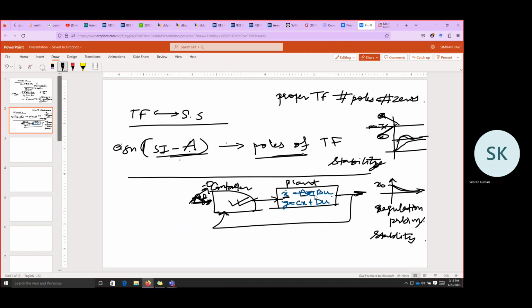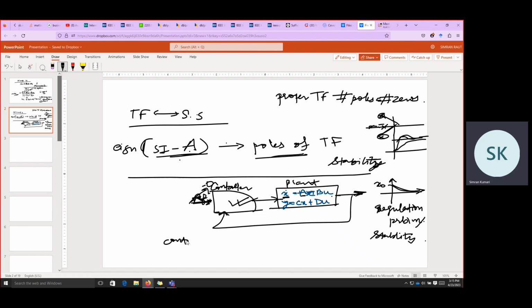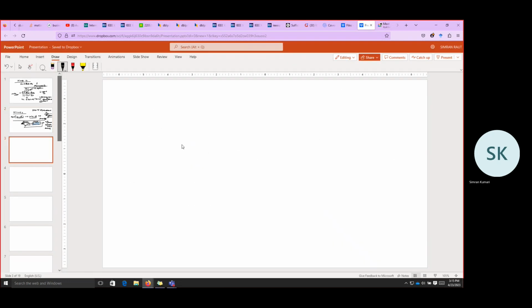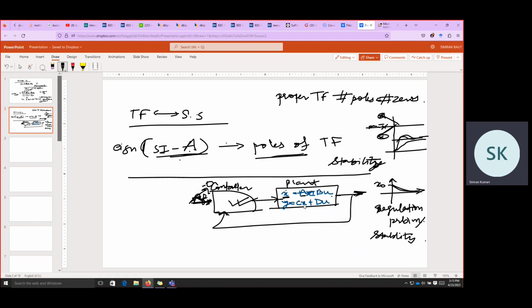Now this leads to the concept of controllability. What we have seen in the lecture is that if this is a system and we want to see if the system is controllable or not. If it is controllable, then only can we shift the pole from one location to another location.